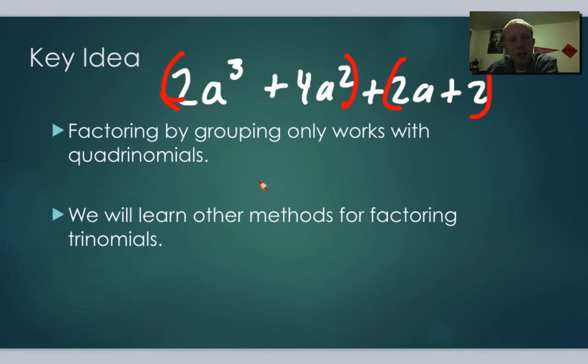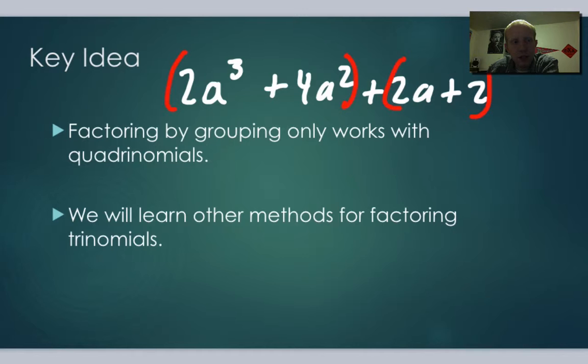In class, all the examples we'll use will be quadrinomials, but just keep that in mind. If you have a trinomial or a binomial or anything like that, then you can't use the factor by grouping method. It has to be done with a quadrinomial because you have to be able to separate. We will learn some other methods in this unit that will teach us how to factor trinomials. In fact, we'll do a lot with trinomials. But factor by grouping only works with 4 terms, quadrinomials.